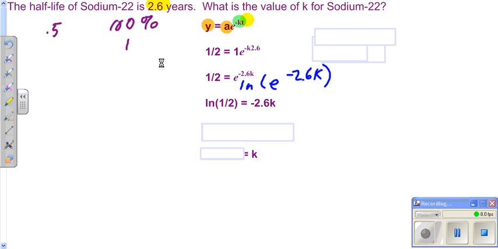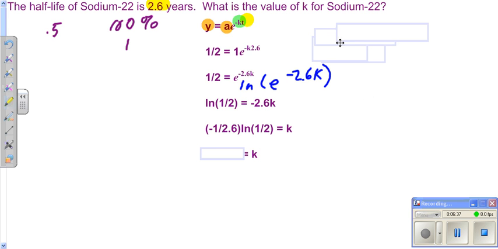Now, to finish getting k by itself, you've got to get rid of the multiplying by negative 2.6. So you could divide both sides by it or multiply by the reciprocal. This is your calculator ready form. You type it into your calculator and we would get this. Now the value of k has no units, so we don't have to worry about putting appropriate units here, like we did in the last problem.